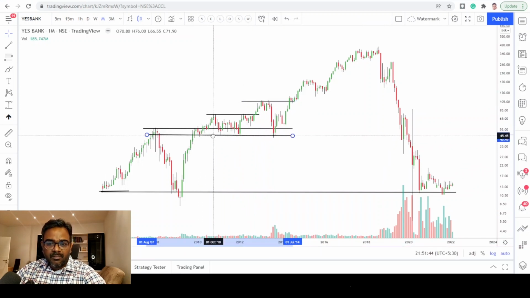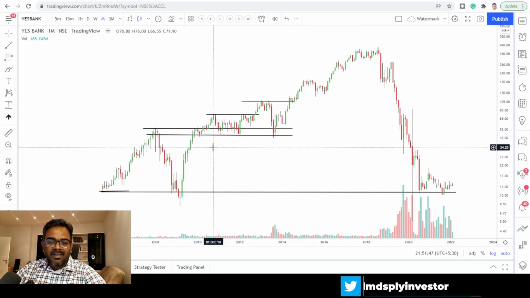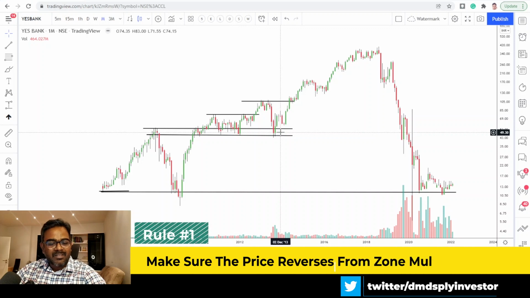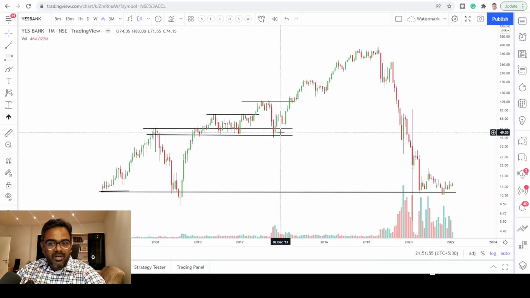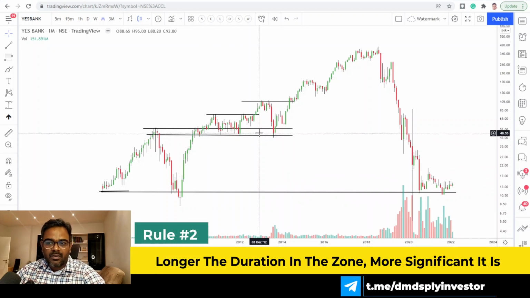So rule number one is, there's only one rule. If you want to find a proper demand and supply zone, ensure that the price has been around that level at least 2 or 3 times, which means that's a very, very important zone. And the longer the duration the stock spent around that level, the better that particular support or resistance zone is.